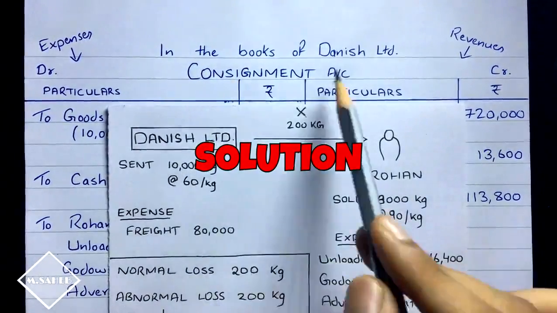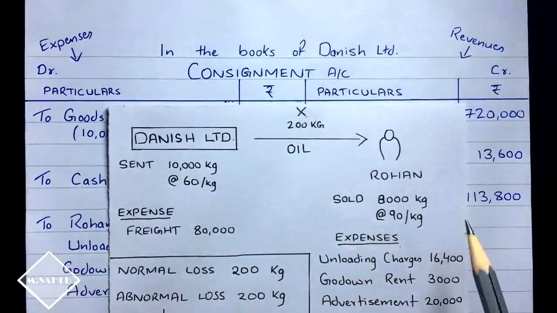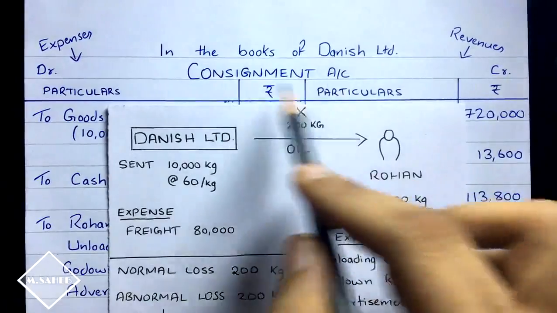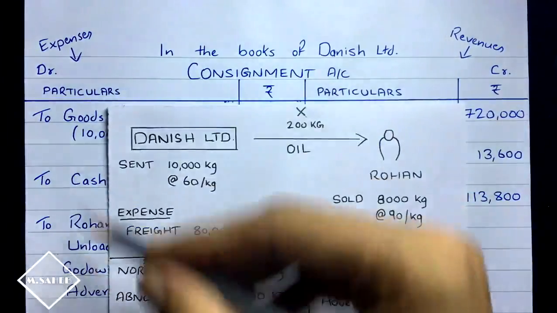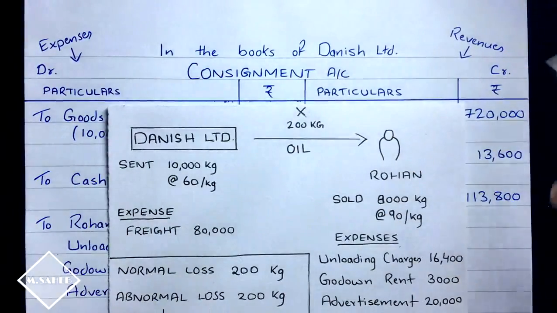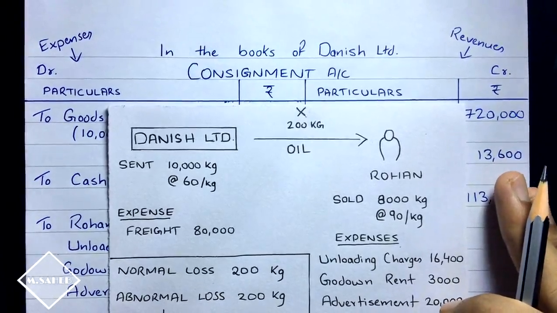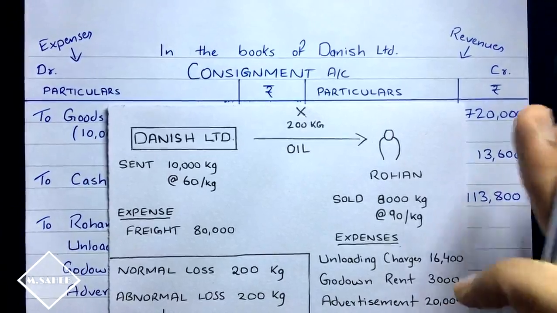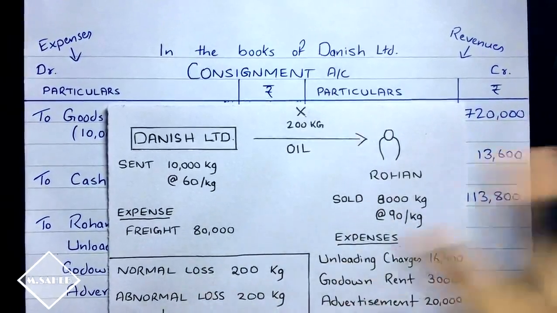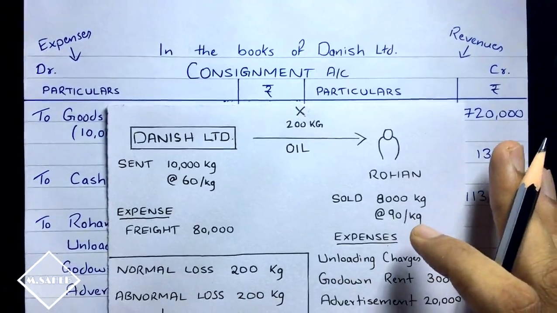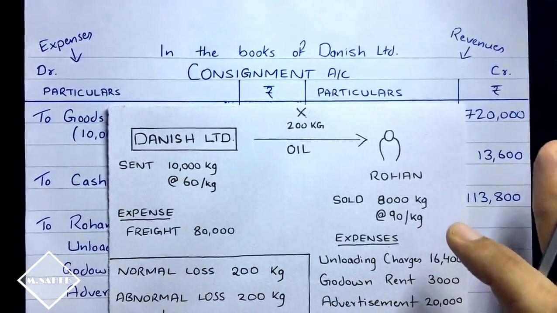First, we have to prepare the consignment account to find out the profit or loss made by the consignment. And you know how to prepare the consignment account, right? It's very simple. You record all the expenses on the debit side and all the revenues on the credit side. And this problem is based on cost price, not invoice price. Why? Because in the question there is no mention of loading or invoice price. So here we will consider this as a cost price problem.